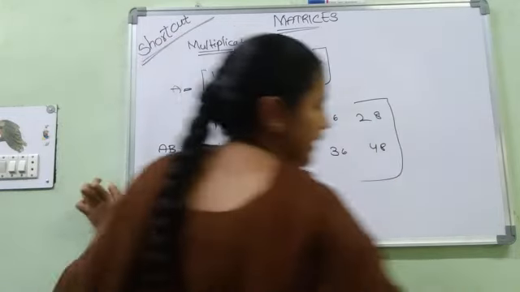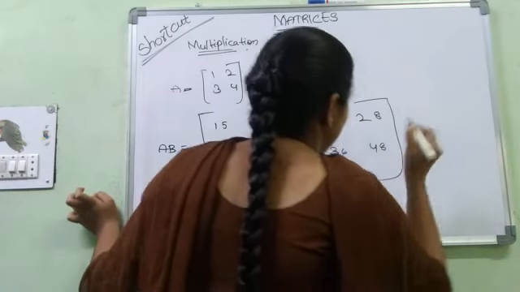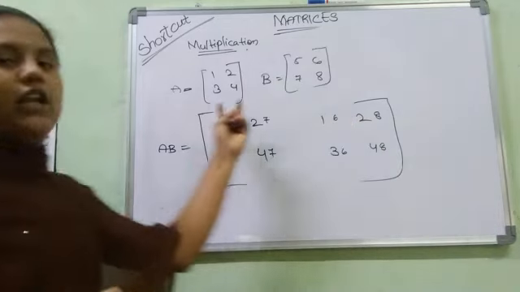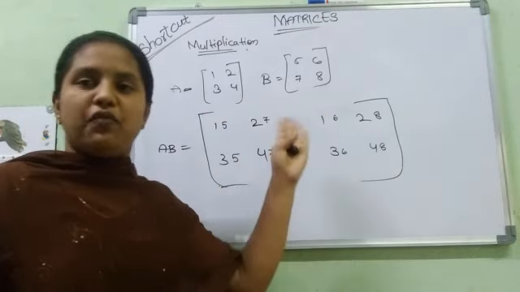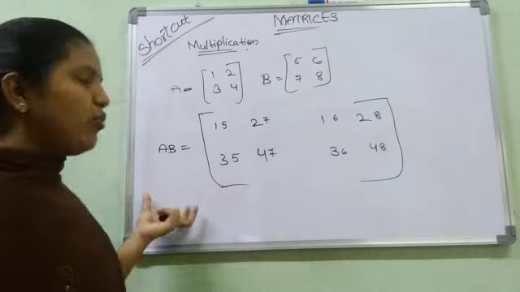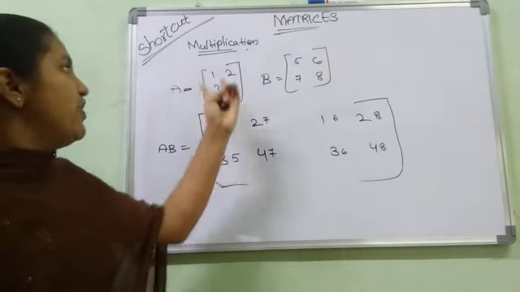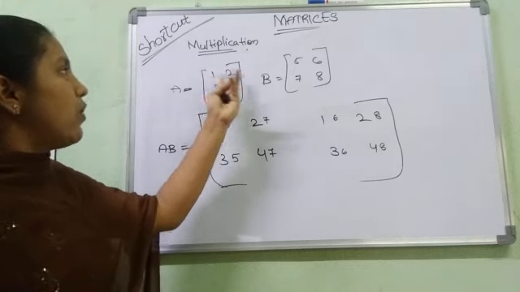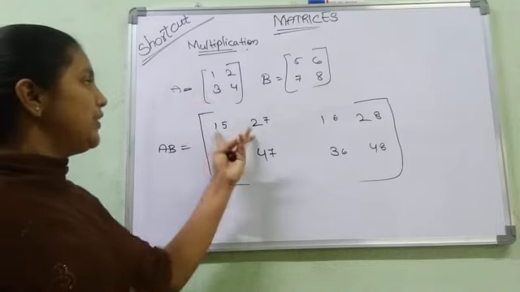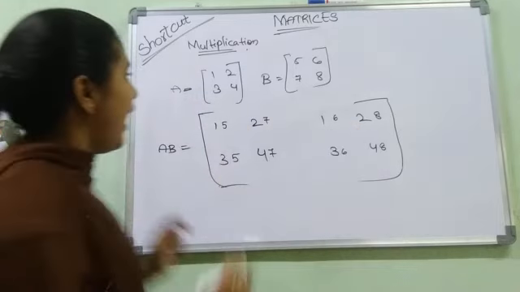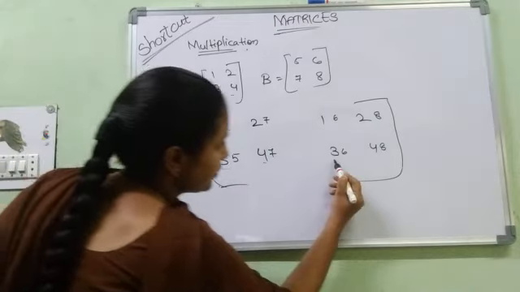Once again I am repeating for you. First of all, we have taken two matrices. Let A is equal to 1, 2, 3, 4 and B is equal to 5, 6, 7, 8. Then the matrix AB will be here. First I have written the first row elements of A: 1, 2, 1, 2. And then 3, 4, here 3, 4, 3, 4.